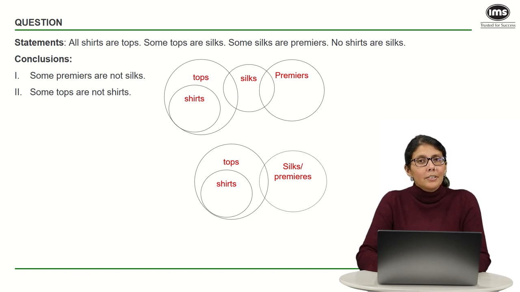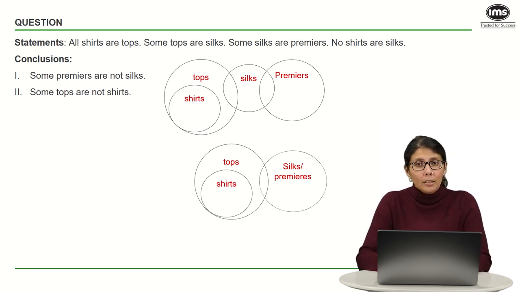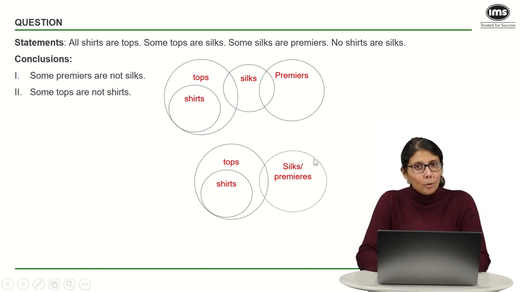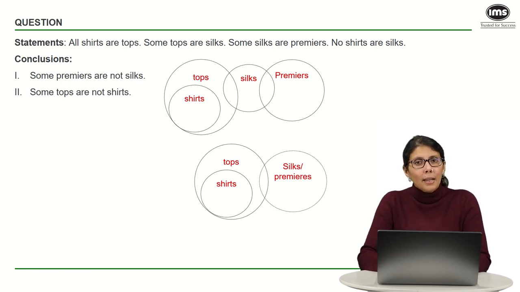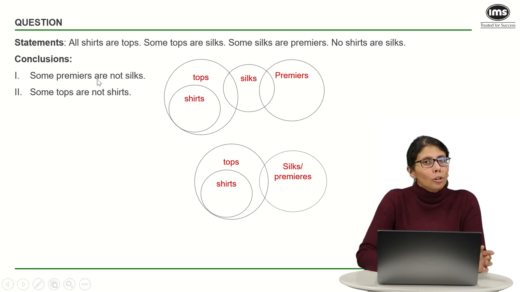So when we say some silks are premiers, we really do not know how much overlap there is. We know that there is at least one silk which is a premier, but it could be all of them. In other words, they are the same category. Since this possibility exists, and since we know that the rule says that some x is y does not mean some x is not y, we will have to say that conclusion 1 does not follow.